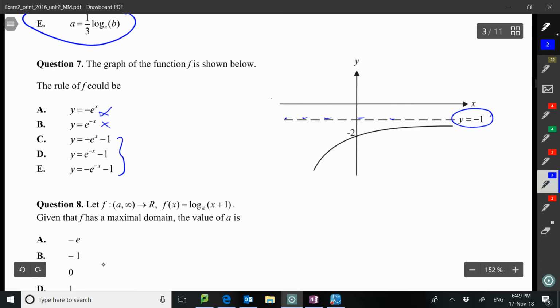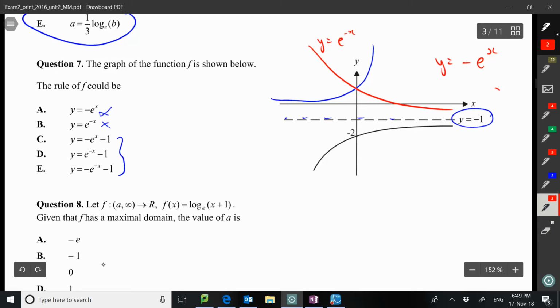Now remember, a normal exponential graph looks like this. If you put a negative next to the x, it will go like this, so y equals e to the negative x. But if you put y equals negative of e to the x, it's a reflection in the x-axis, so it flips over. But y equals negative e to the x doesn't look like any of the ones I see right now. The one I want is this.